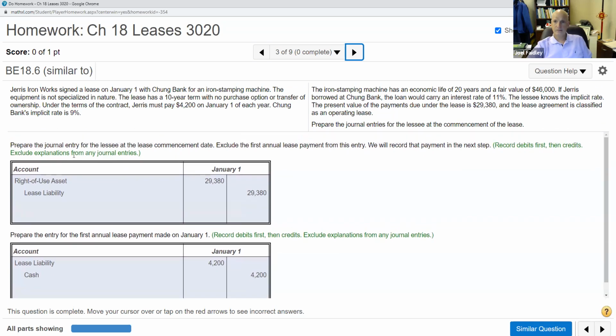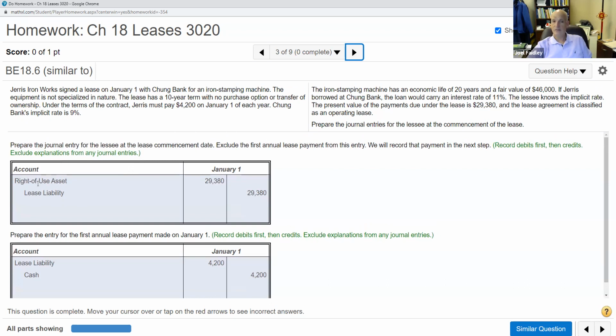So I guess we read out here on the right side is the rest of this. 20-year economic life, fair value of $46,000. They tell you the present value is $29,380, right? And so the lease agreement is classified as an operating lease. But again, it's an operating lease.